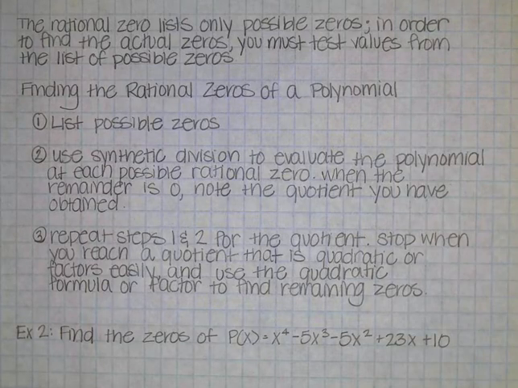You're going to list the possible zeros. Then you're going to use synthetic division to evaluate the polynomial at each possible rational zero. When the remainder is 0, note the quotient you have obtained, and you'll know that the value you divided by is one of the zeros or x-intercepts of the function. You're going to then repeat steps 1 and 2 for the quotient. Stop when you reach a quotient that is quadratic or factors easily, and use the quadratic formula or factoring to find remaining zeros.